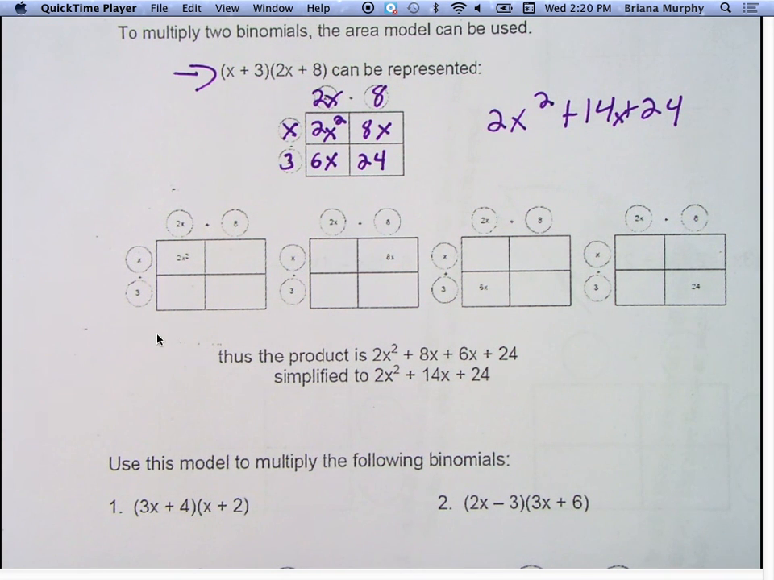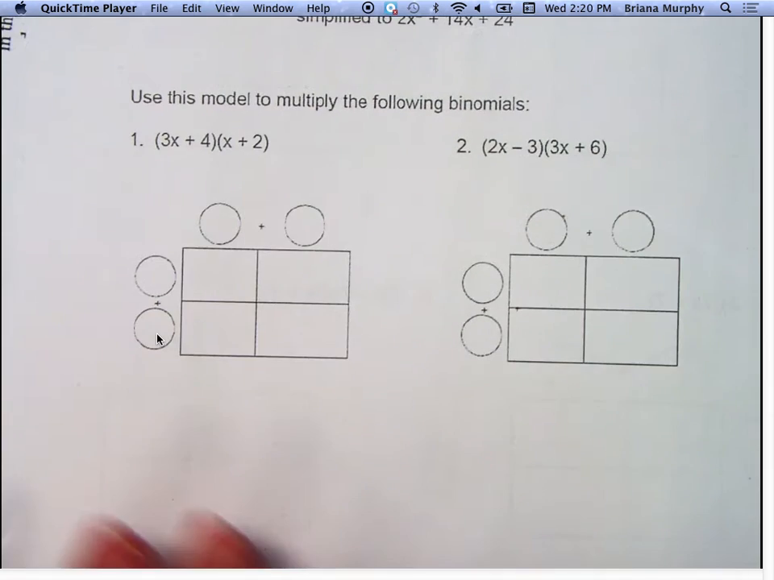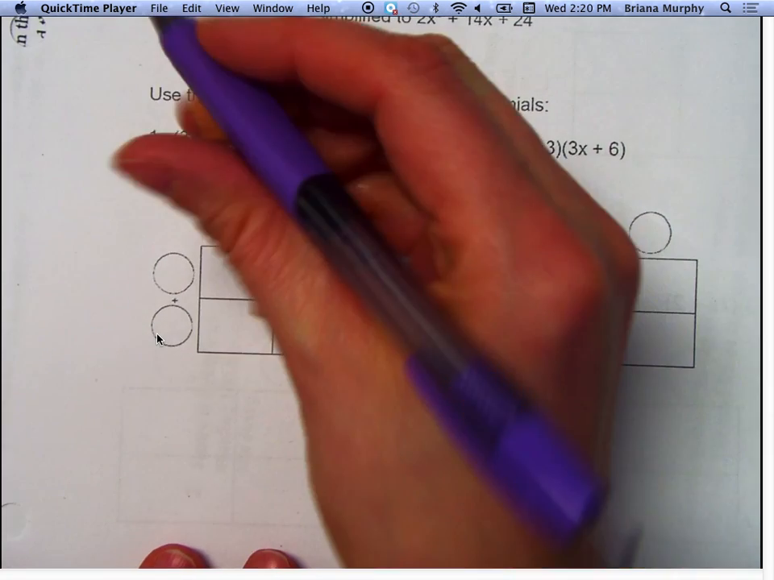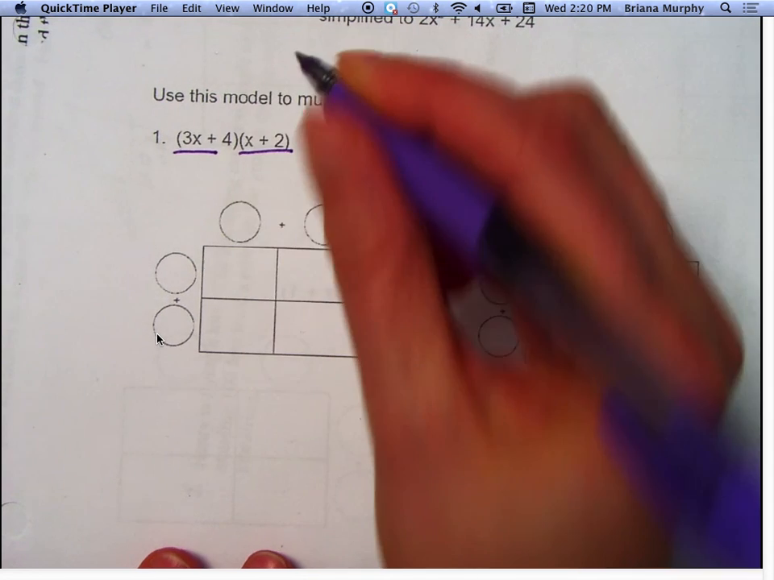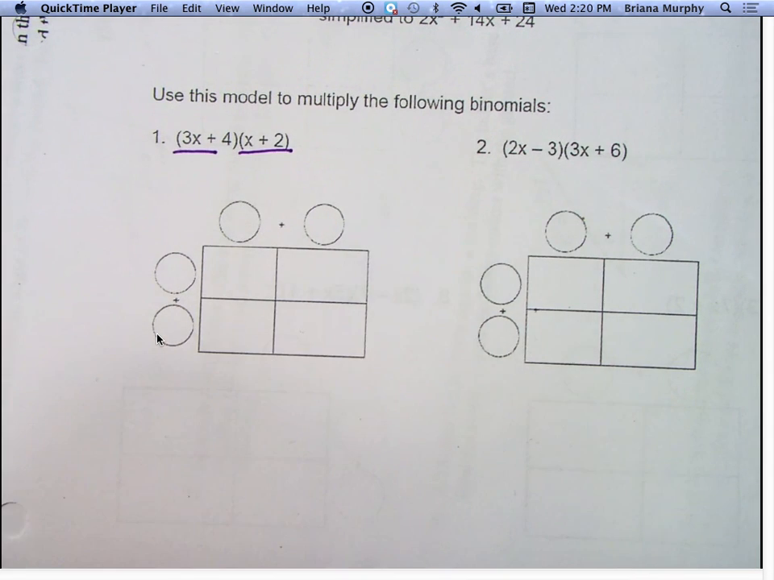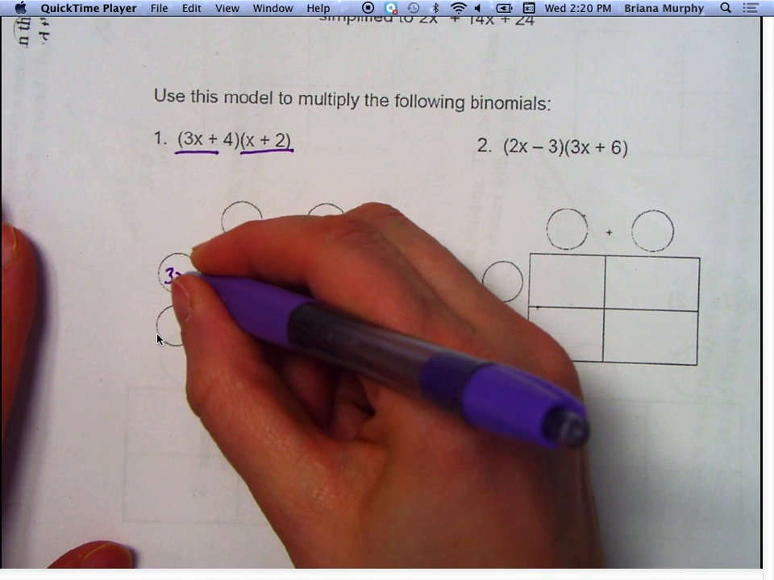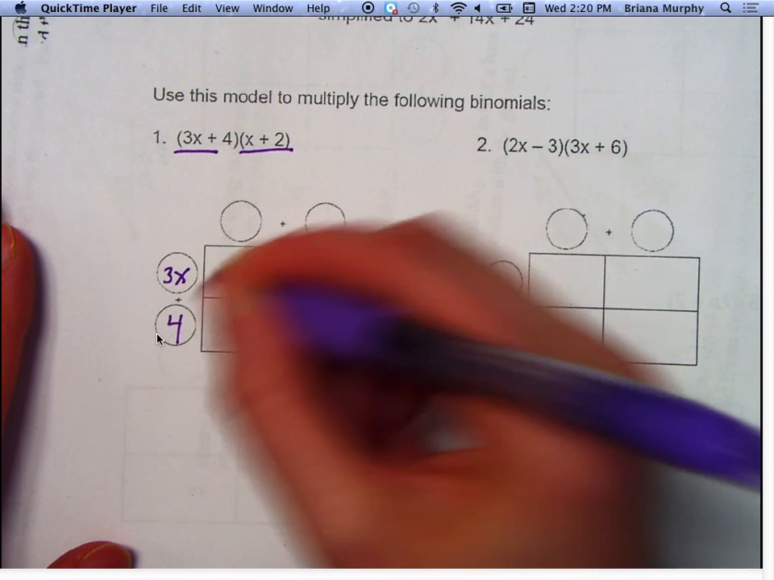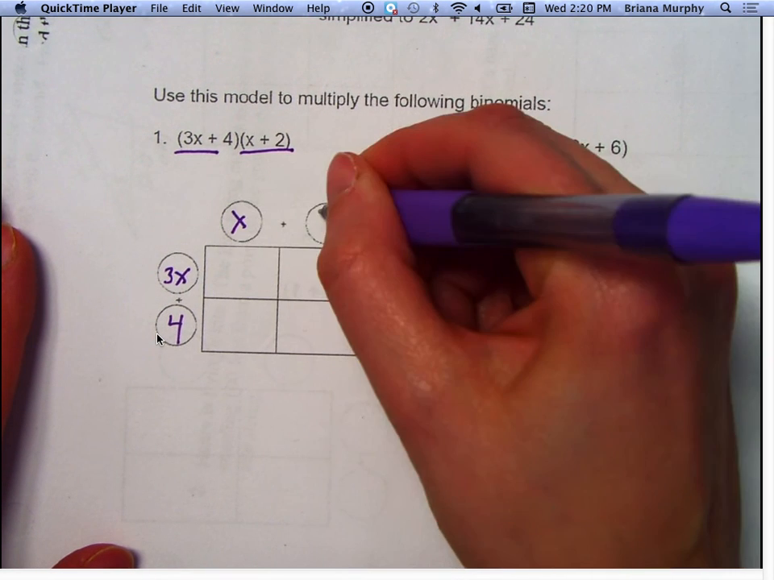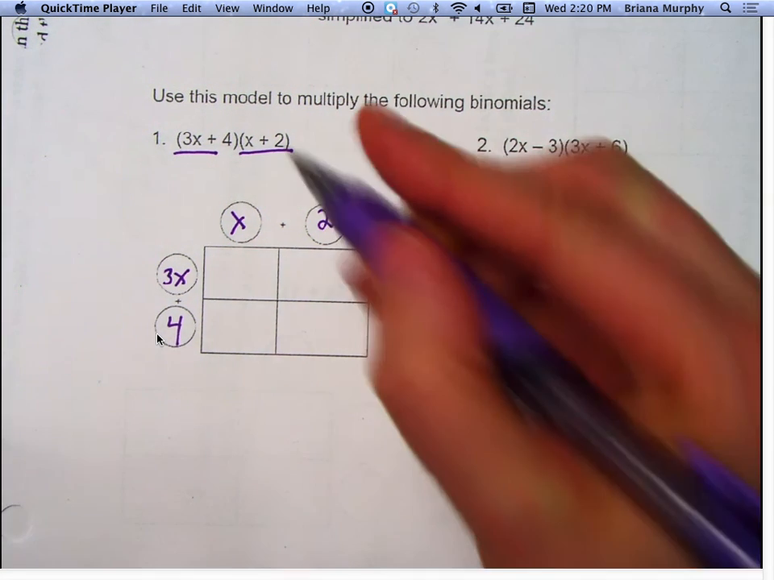Okay, let's go down to number 1. These are binomials, right? So that means there are 2 of them. So we set up our pretty Punnett square. It doesn't matter which one you put on the side, which one you put on the top. I'm going to put 3x and 4 over here. I'm going to put x and 2 up top. If you put it the opposite, totally fine. Now we just fill out the Punnett square.